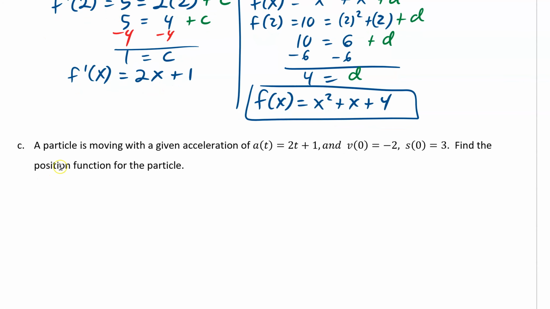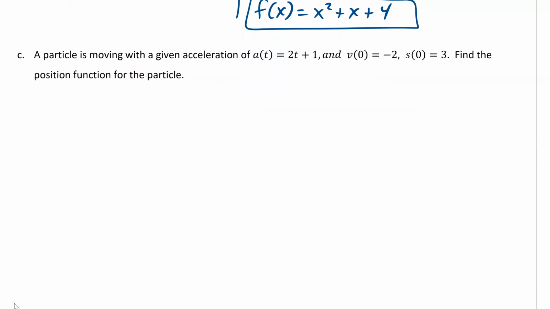So a particle is moving with a given acceleration of a of t equals 2t plus 1. And we have the velocity at 0. So this is our initial velocity, and this is our initial position. So now we're going to find the position of the particle, the function for that.